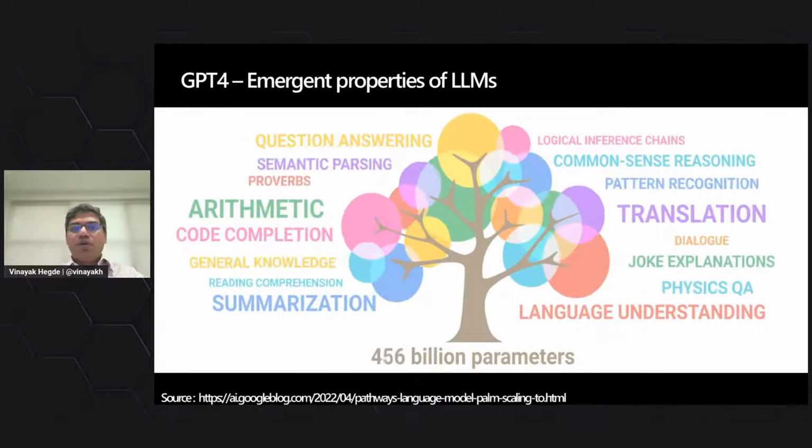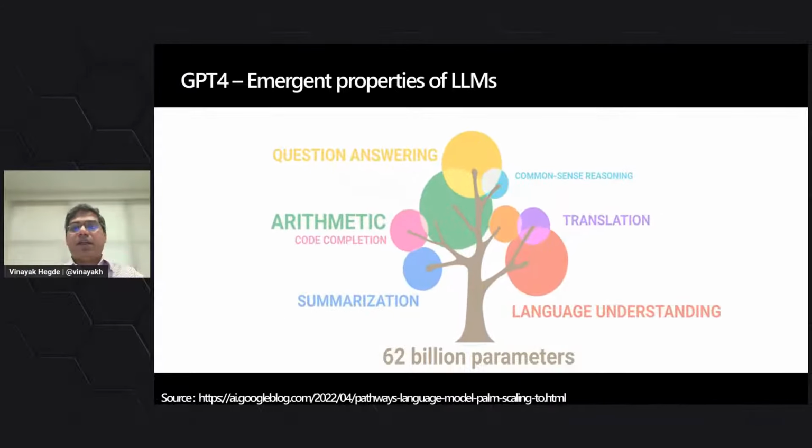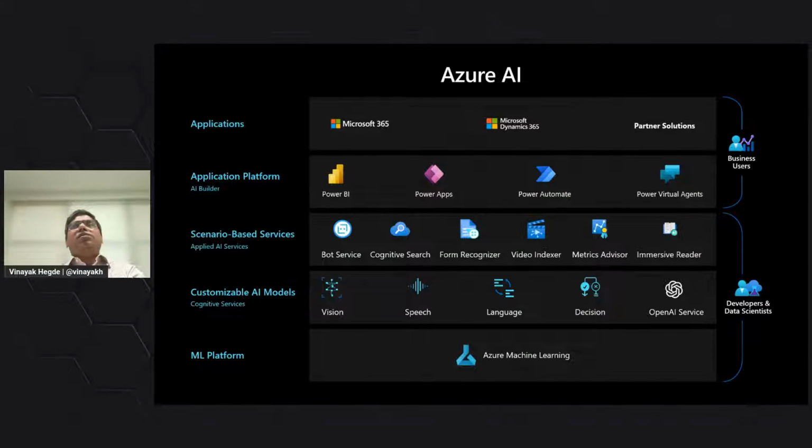Cool. So now that we have talked about the language models, let's move on to more practical applications and see where it fits in. You have Azure AI, and these are the different services that are pre-existing for business users, application platforms, and scenario-based services like Cognitive Search, Form Recognizer, Video Indexer, Immersive Reader, and different customizable models for vision, speech, language, and decision, and then there's the OpenAI service. And if you want to deploy your own models, Azure Machine Learning allows you to build your own models, so you have that option as well.